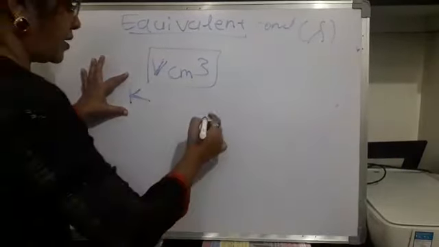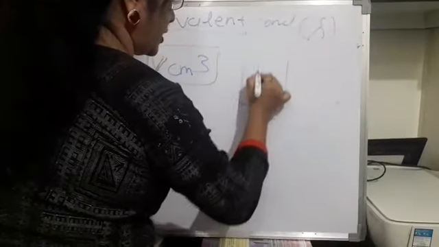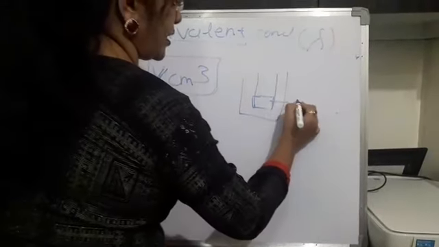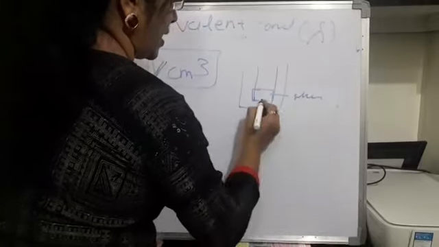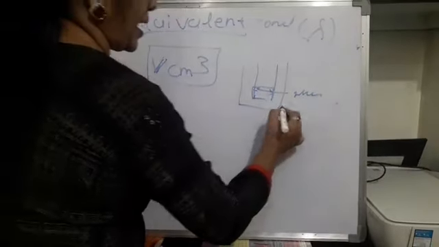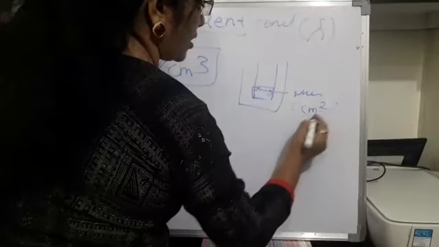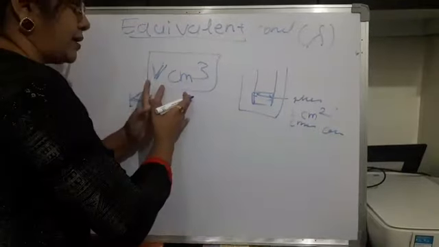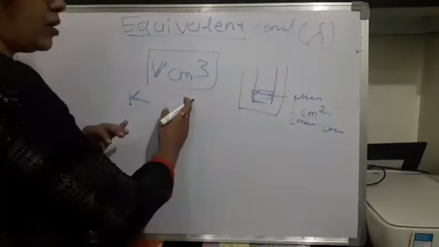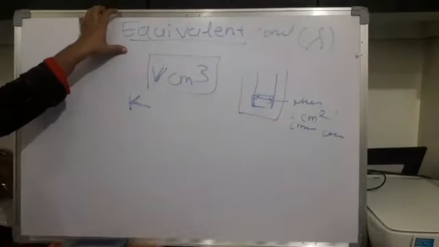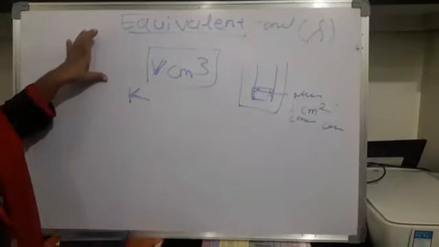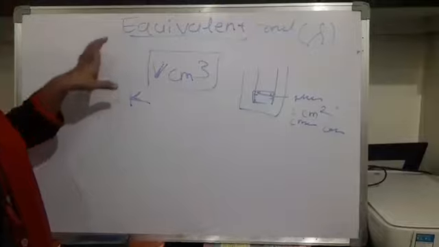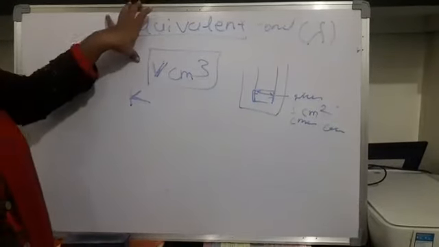Because the specific conductance is determined for a specific geometry: 1 centimeter length between the two electrodes and 1 centimeter square cross-sectional area of the electrolyte. And the equivalent conductance is for V centimeter cube of solution. So what is the definition? The equivalent conductance is the conductance of a solution containing one equivalent of the electrolyte.